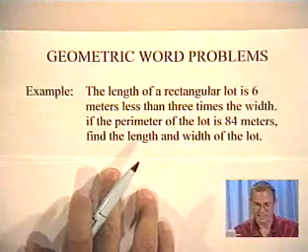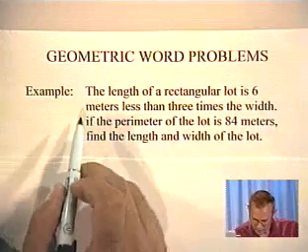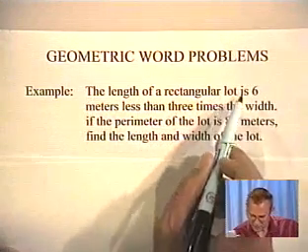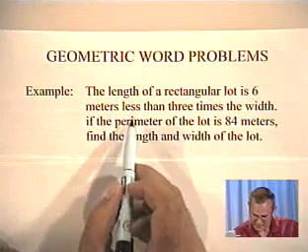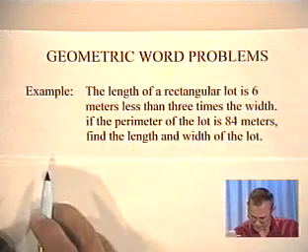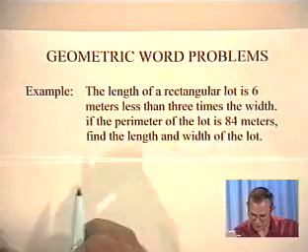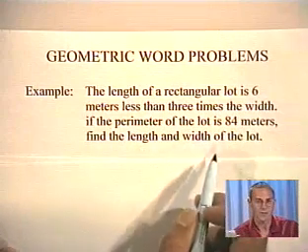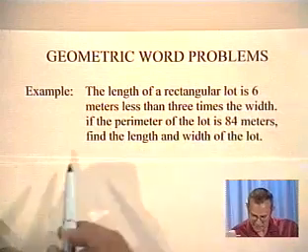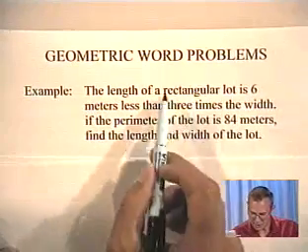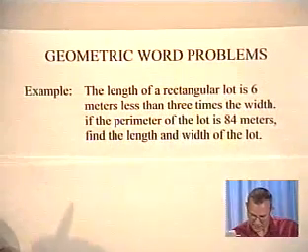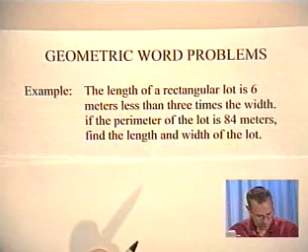Let's look at the length of a rectangular lot is 6 meters less. Now we can easily see that this is a geometric problem since we're talking about a rectangle. Okay? Let's first put up some steps.